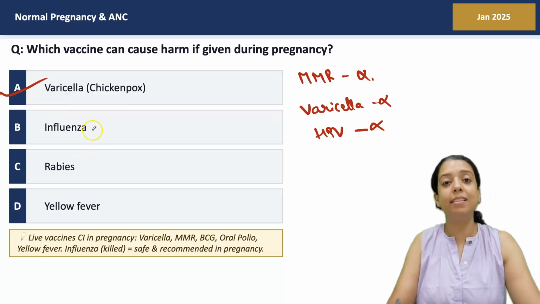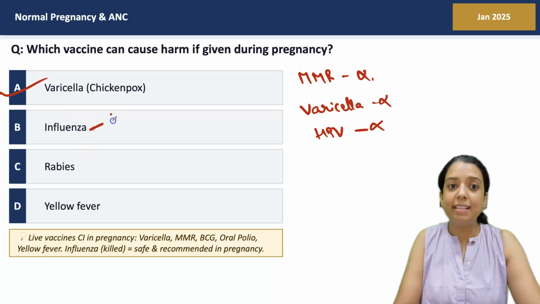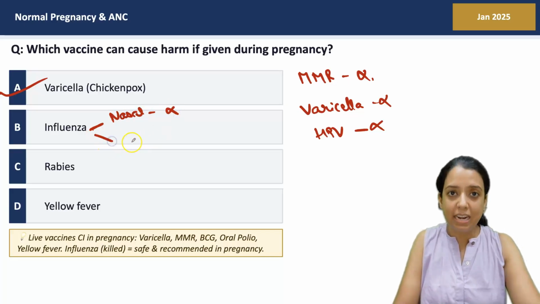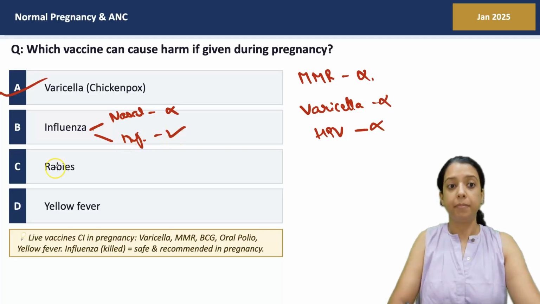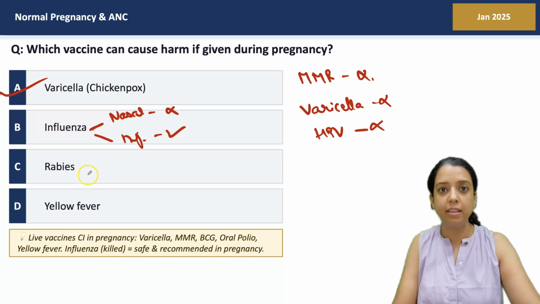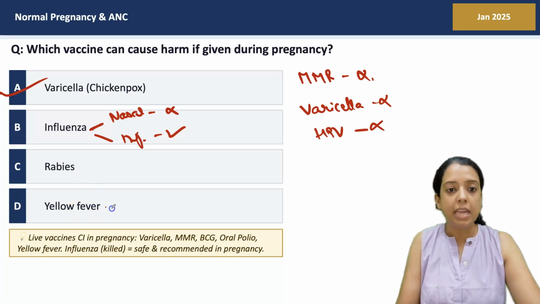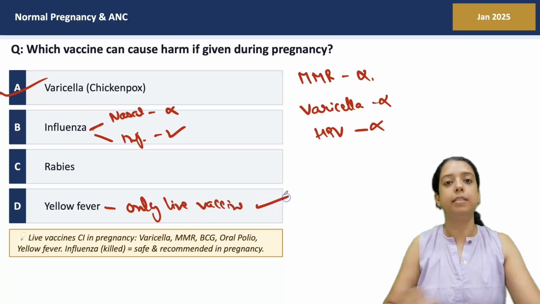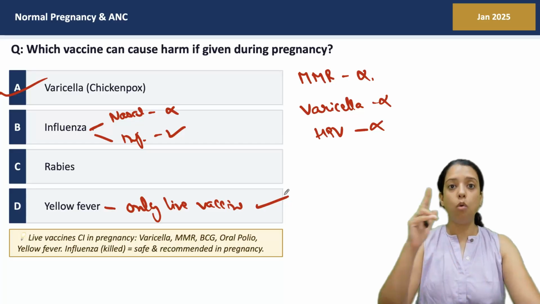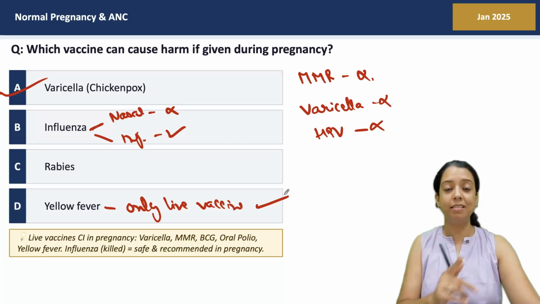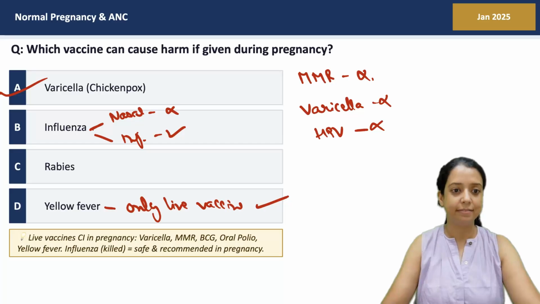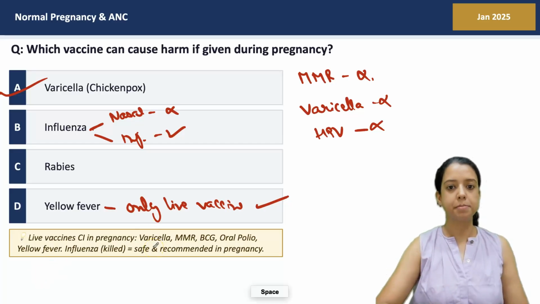Influenza, yes. Influenza has two varieties. One is live, nasal vaccine, not given. But the killed influenza vaccine, which is injectable, that is given. Rabies is not a live vaccine. It can be very well given. Yellow fever. It is the only live vaccine allowed in pregnancy. So remember this, the only live vaccine allowed in pregnancy is yellow fever vaccine. Okay, next question.